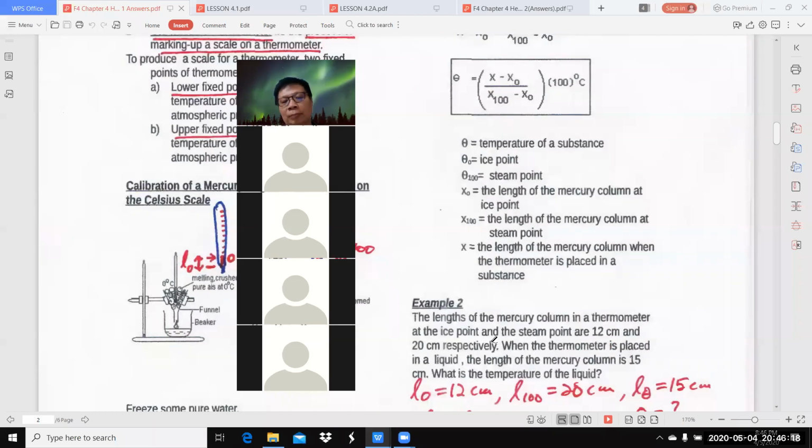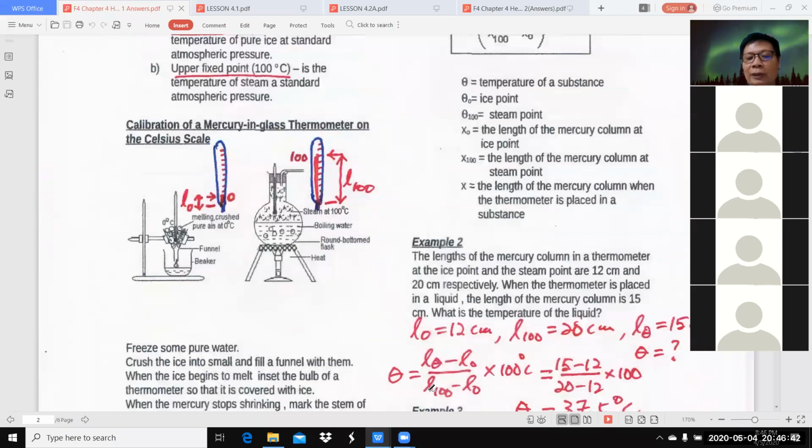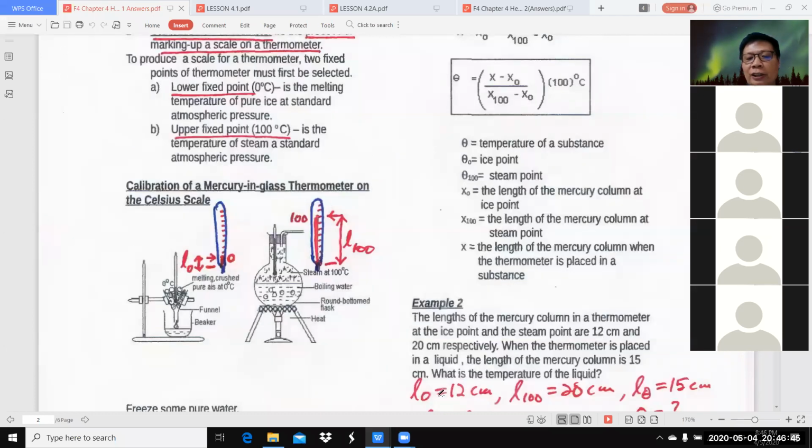Okay, now you read this question. The length of the mercury column in the thermometer at the ice point, 0 degrees, and the steam point, 100 degrees, are 12 cm and 20 cm respectively. That's why L0 is 12 cm at temperature 0, and when temperature is 100 it is 20 cm, so L100 is 20 cm. Now, when the thermometer is placed in the liquid, the length is 15 cm. Then what is the temperature of the liquid?